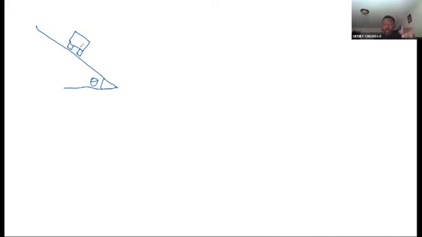Yes. So what's going to happen is it's going to slip up the hill if it's going too fast, which means we're going to have to figure out which way friction is going.